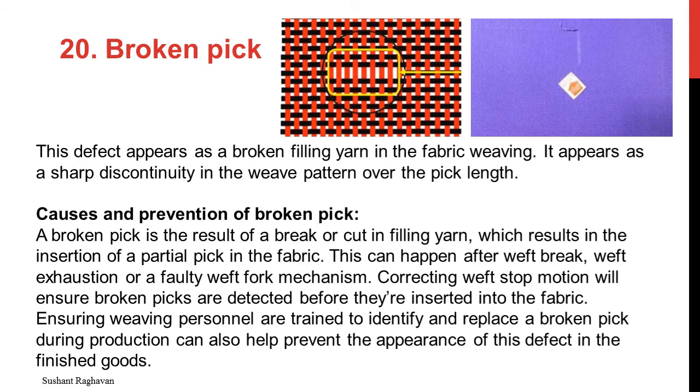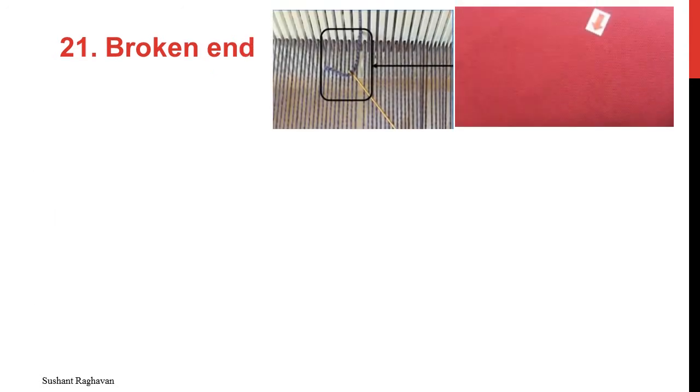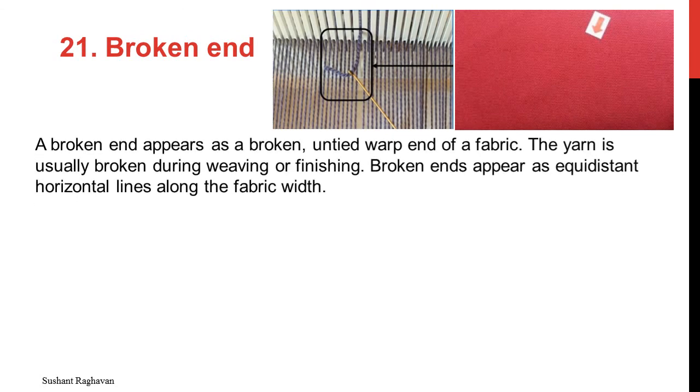Ensuring weaving personnel are trained to identify and replace a broken pick during production can also help prevent the appearance of this defect in the finished goods. Broken end. A broken end appears as a broken, untied warp end of a fabric. The yarn is usually broken during weaving or finishing.